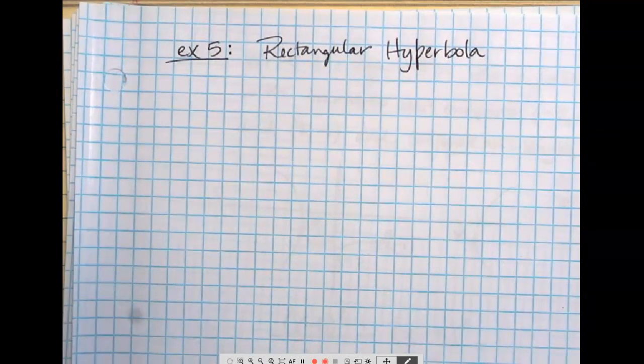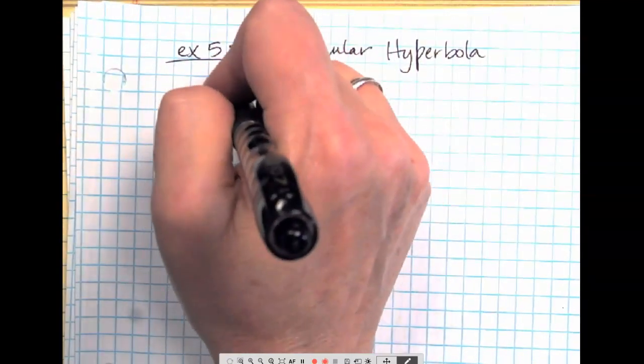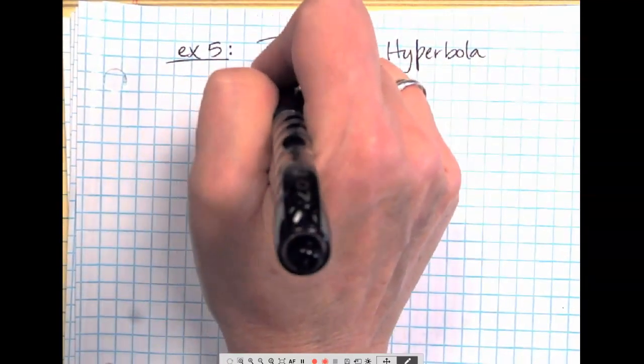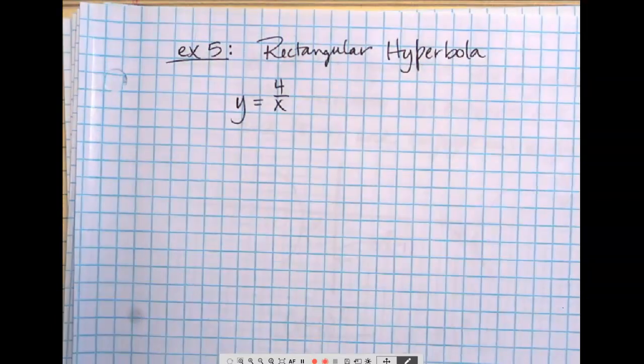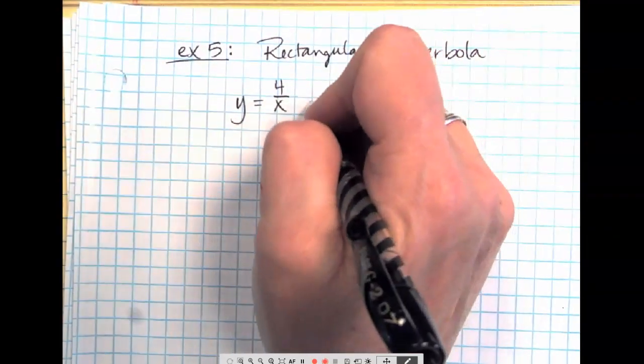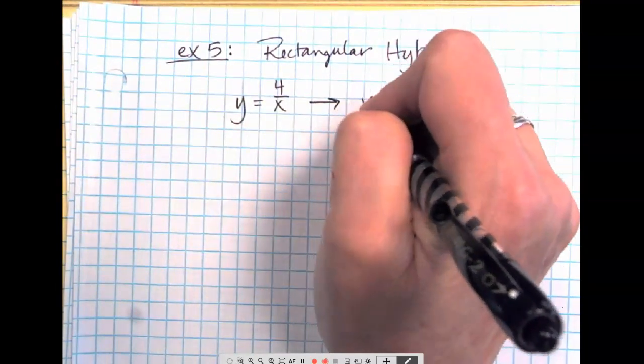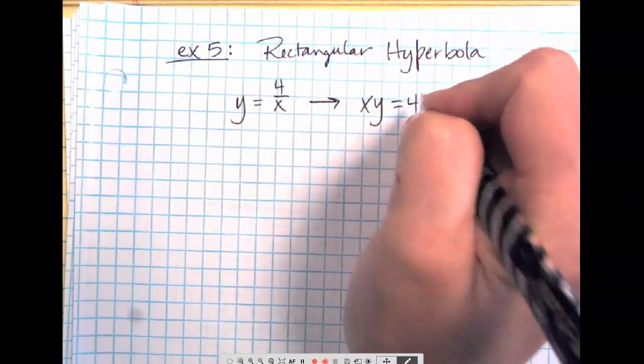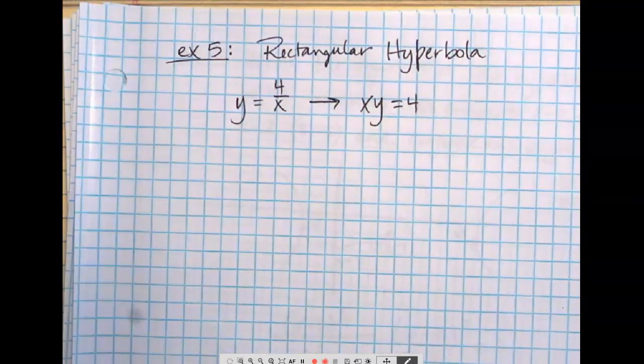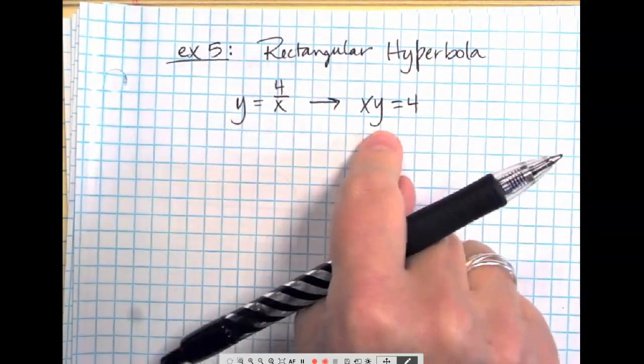And the equations for these look really, really different. For example, that's the equation of a hyperbola. I'm not lying. Okay, to graph it, I'm going to put it in this form. Do you see where I got that? Multiply both sides by x.